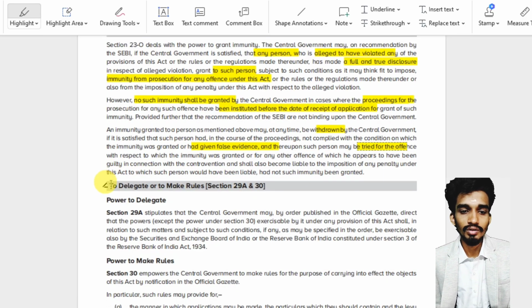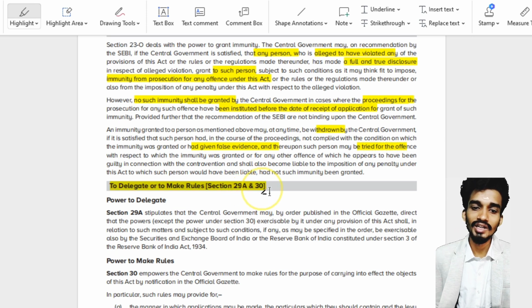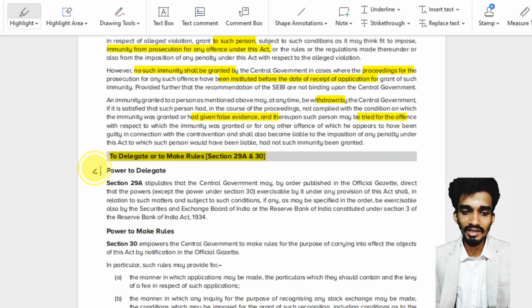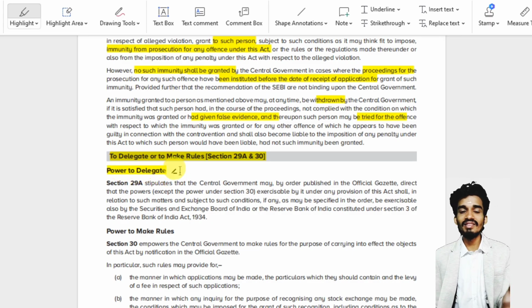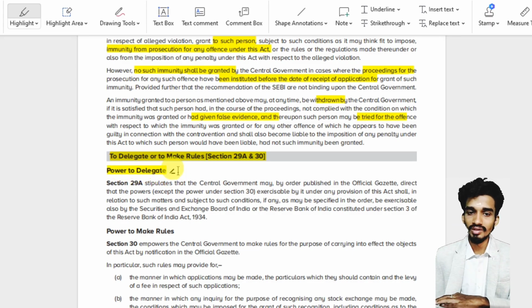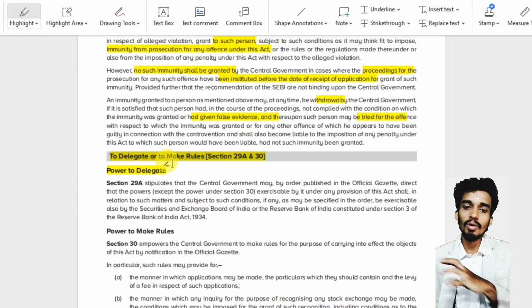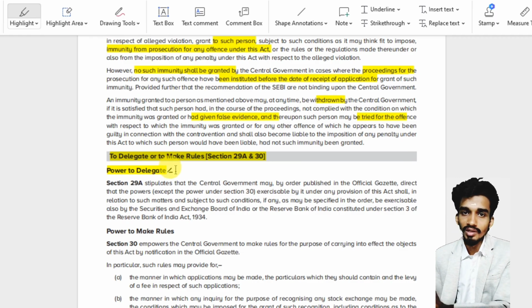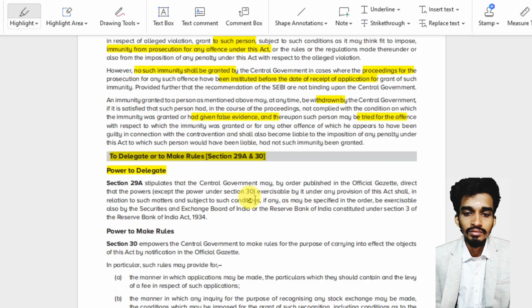And the next one is to delegate or to make rules. That is your section 29A and 30, powers to delegate. The central government has the power to delegate its powers to subordinate bodies, because the central government itself cannot do all those things, right? So the central government shall delegate its powers to other bodies like SEBI, exercisable under the Act in relation to such bodies, and the delegation has to be published in the official gazette.